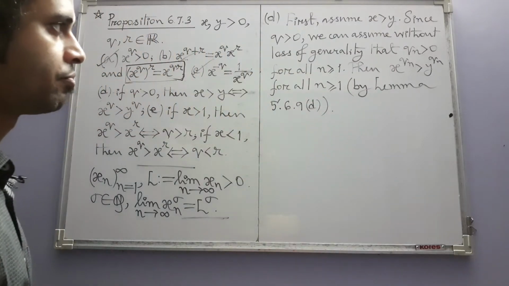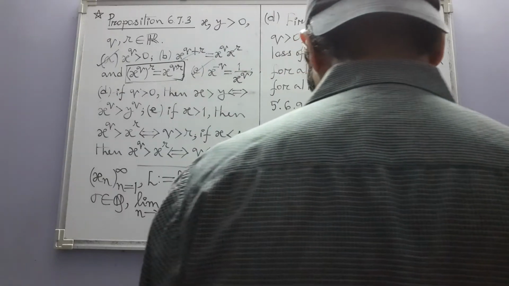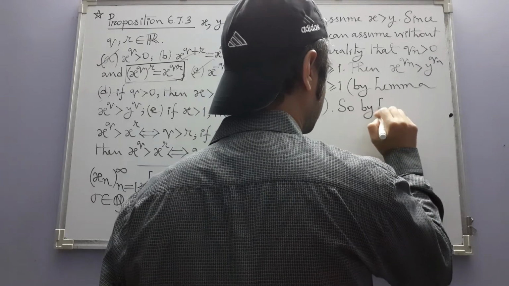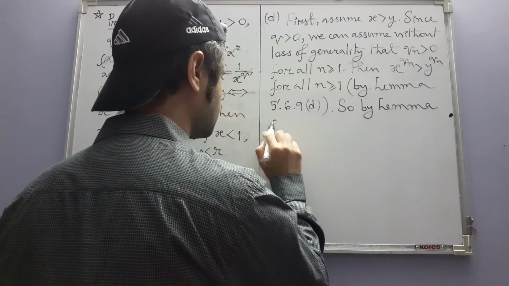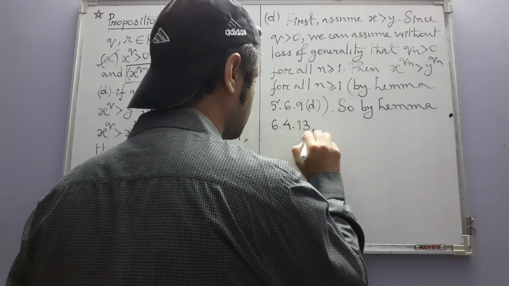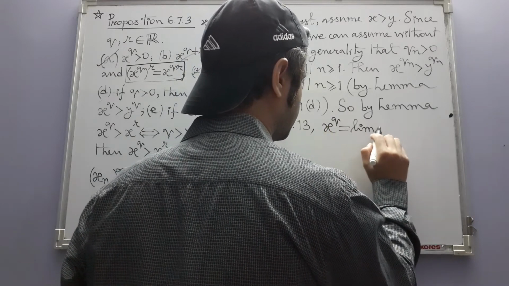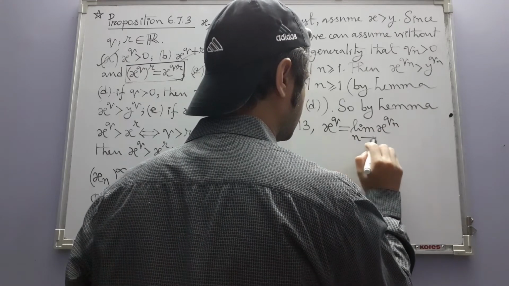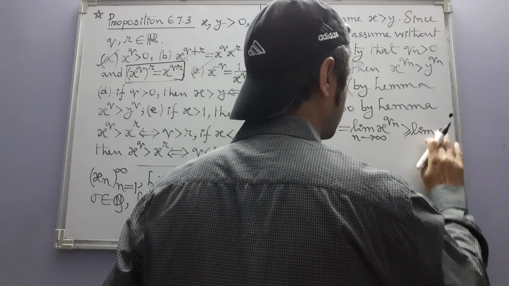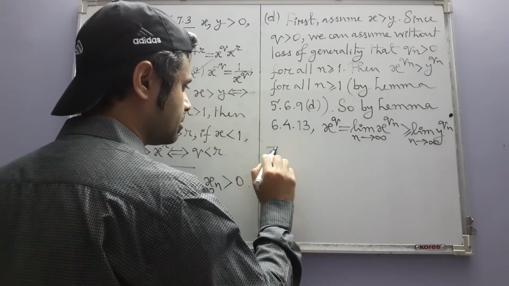Okay, so now we take limit on both sides using the comparison principle. So by lemma 6, 4, 13, which is the comparison principle, x to the power q, which is the limit of x to the power qn, is greater than or equal to the limit of y to the power qn, that is equal to y to the power q.